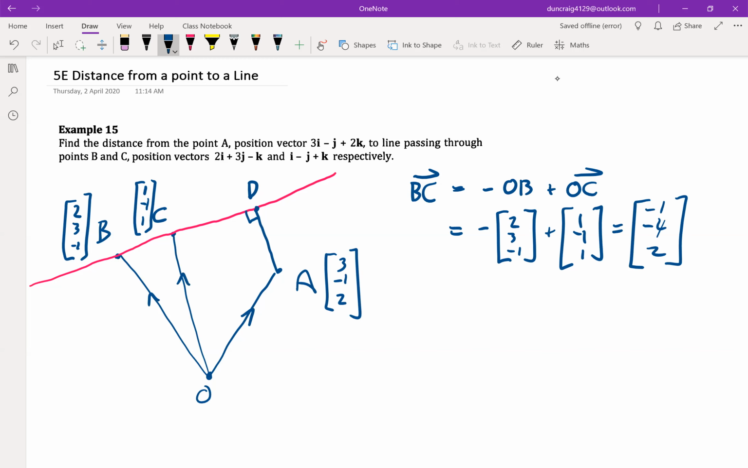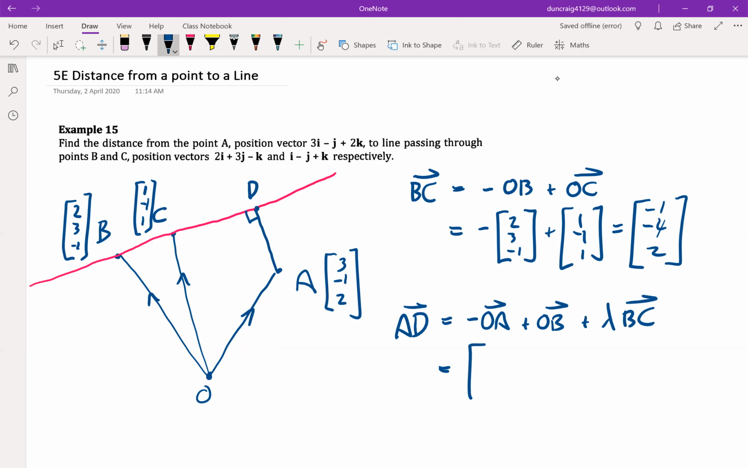Now, next I want to figure out, well, how do I get from A to D? I want to go from A to D. Let's draw a path to see where we're going. To go in that direction, well, I don't know what that is, but I can go AO, I can go OB, and then some scalar amount of BC, that's going to get me all the way over there to D. So let's do that now. That's just going to be minus OA plus OB plus some lambda amount of BC.